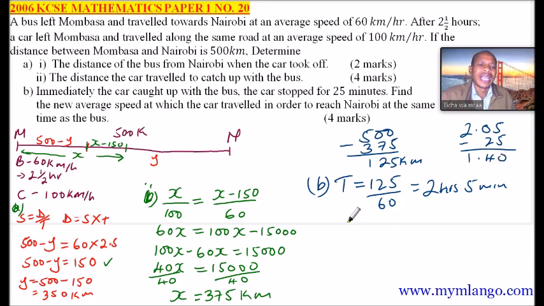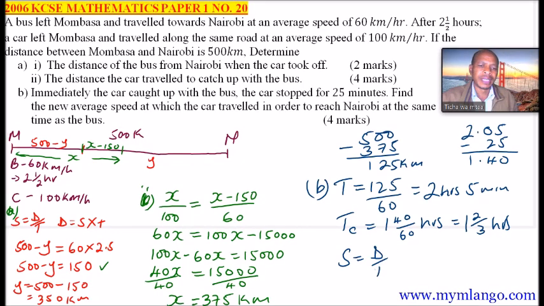So it means the time the car took to travel from that place to Nairobi is 1 hour 40 minutes, which you can write as 100 over 60 hours, which is equal to 1 and 2 over 3 hours. So now we have time and we have distance, we can get the speed. Speed is equal to distance over time, and the distance remaining is 125.